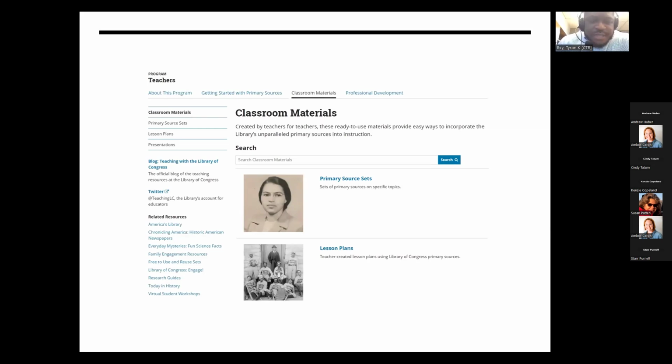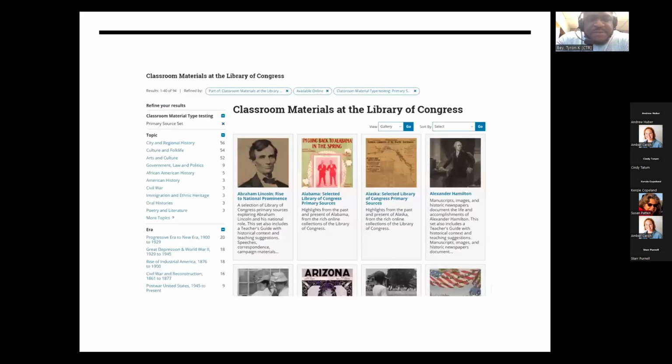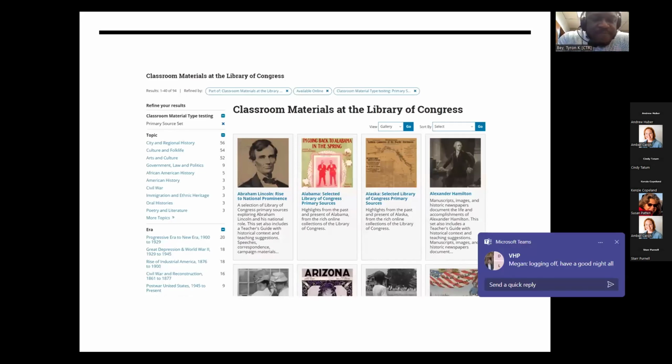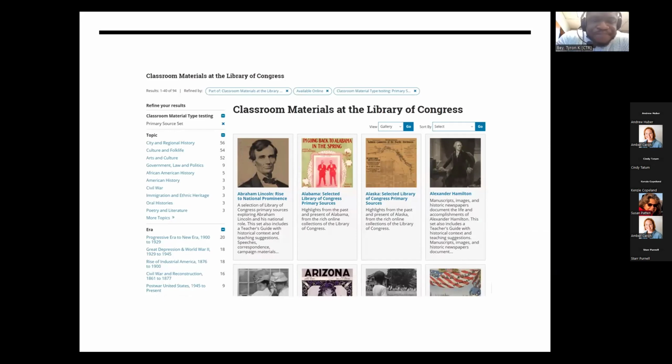What you want to do is we're going to click on classroom materials. And when we click on that, we come to this page here, which is a plethora of primary source materials where you can pull a whole bank of maps and posters and documents here at the library about Abraham Lincoln, about Alexander Hamilton, that you could use in instructing your students.